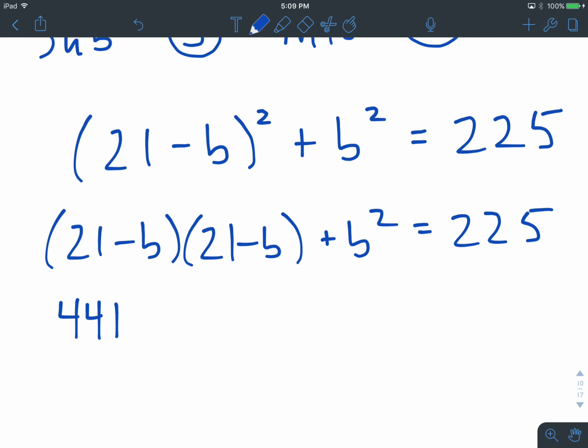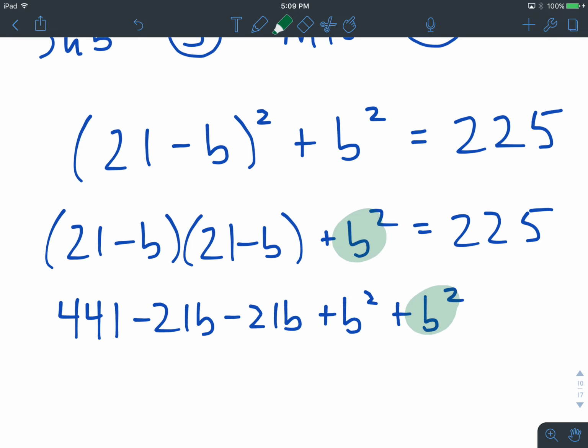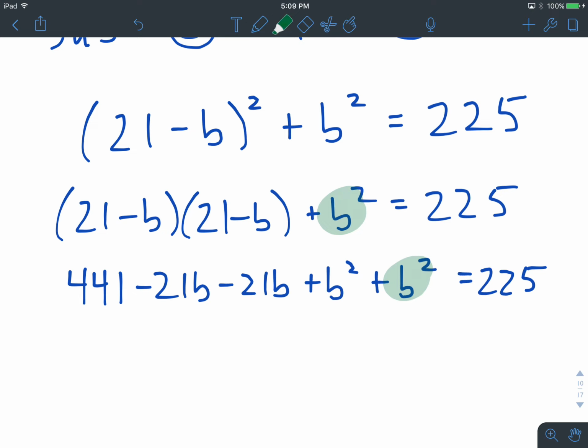Then we have minus 21b, minus 21b, and then plus b squared, plus b squared. So that's this b squared here. And then we have equals 225. So now we're going to simplify. I'm going to bring 225 over to the other side by subtracting 225 from both sides.